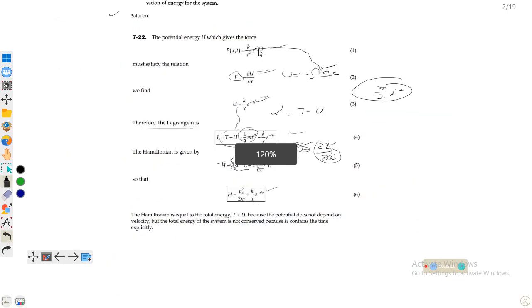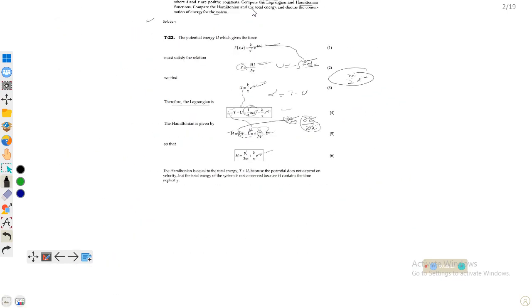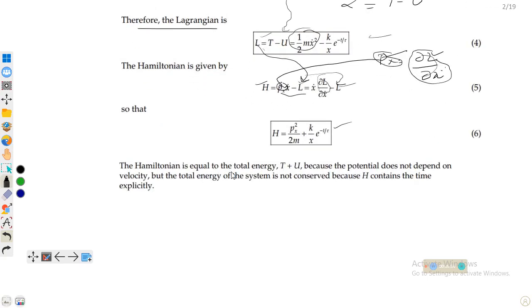Our next task was to compare the Hamiltonian and the total energy. We see the Hamiltonian is equal to the total energy T plus U, because the first term is the kinetic energy and the second is the potential energy. So our Hamiltonian is just the total energy, because total energy is kinetic energy plus potential energy.